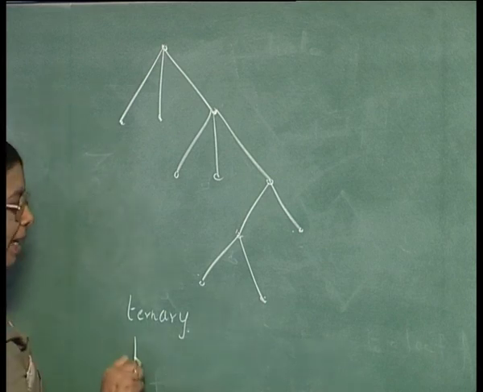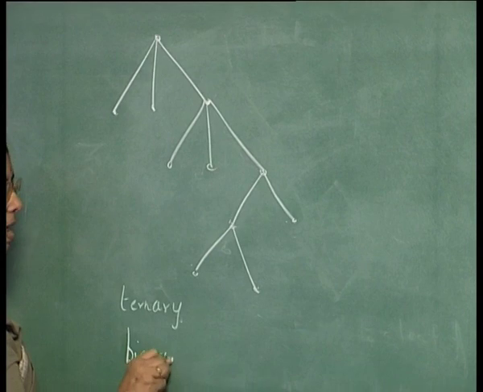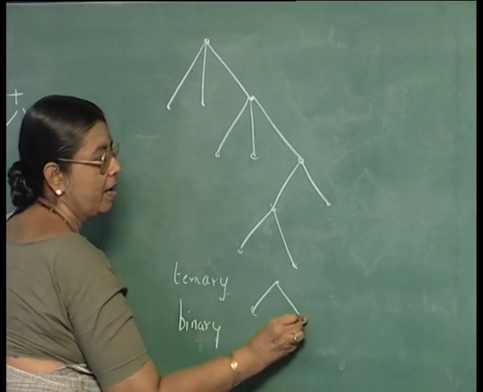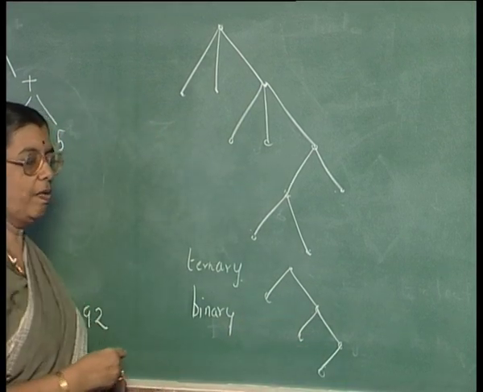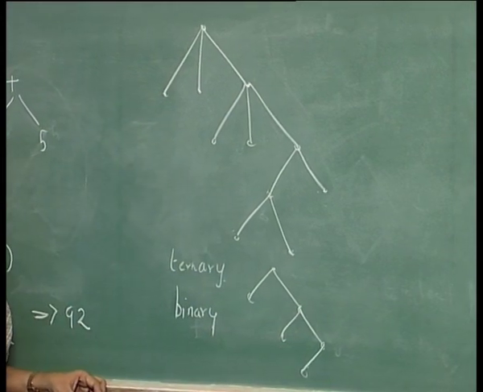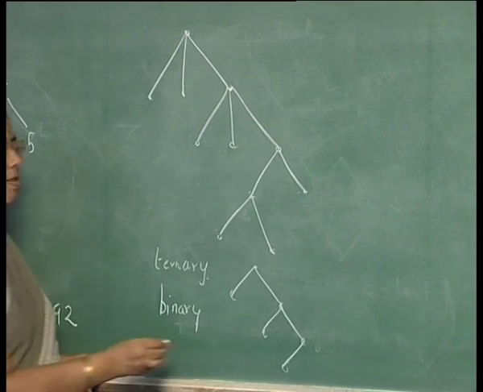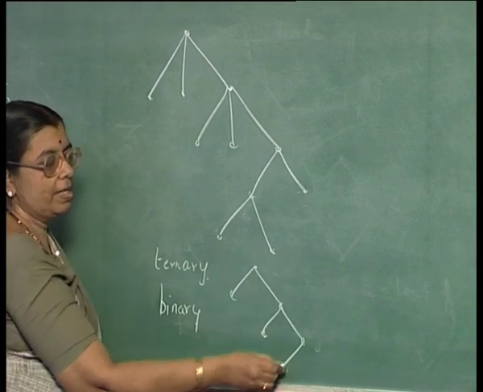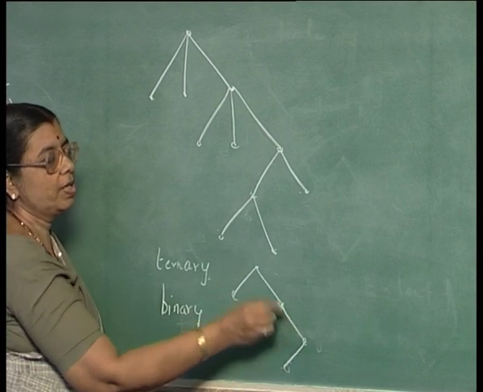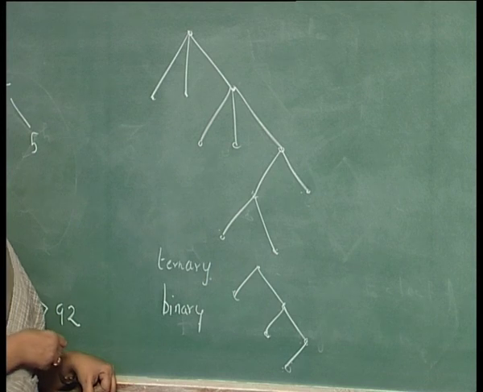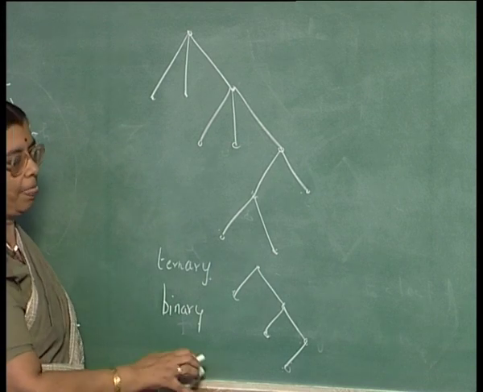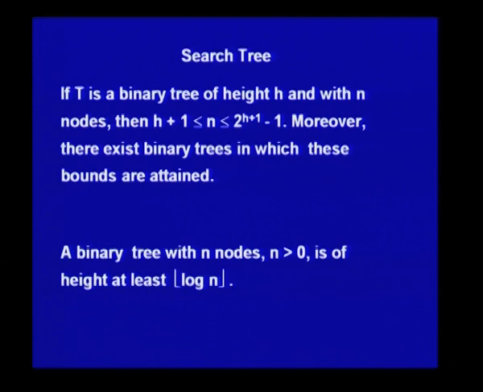When you look at a binary tree, this is a binary tree. Each node will have 2 sons, 1 son or 0 sons. The leaves have 0 sons. This node has got 1 son, this has got 2 sons, this has got 2 sons, and so on. No node will have more than 2 sons. That is called a binary tree. In general, n-ary tree means each node will have n sons or less.